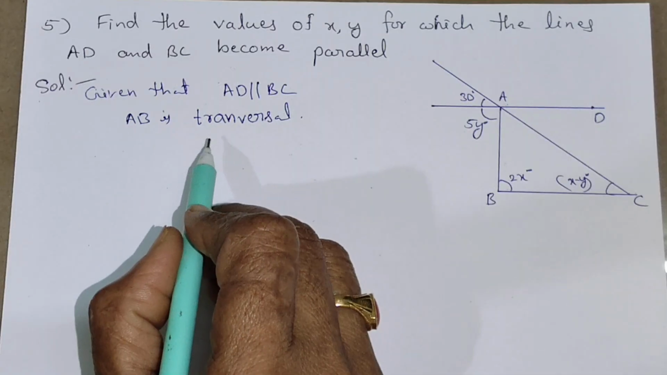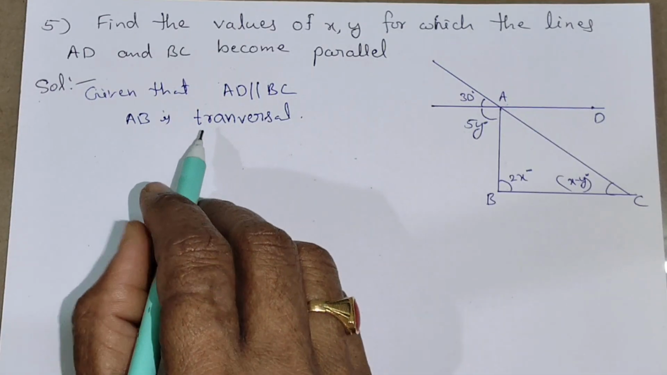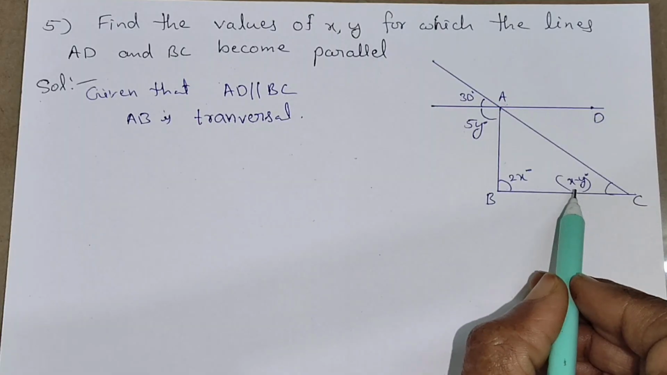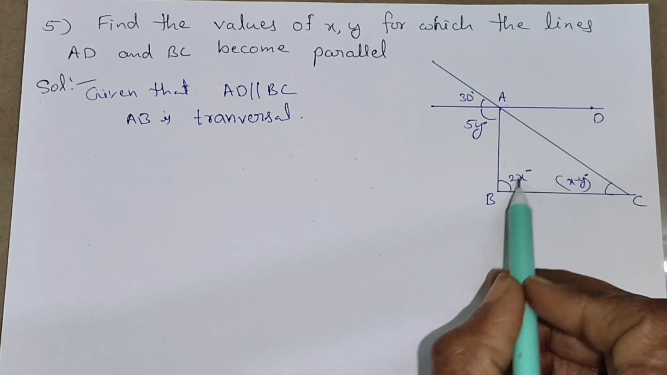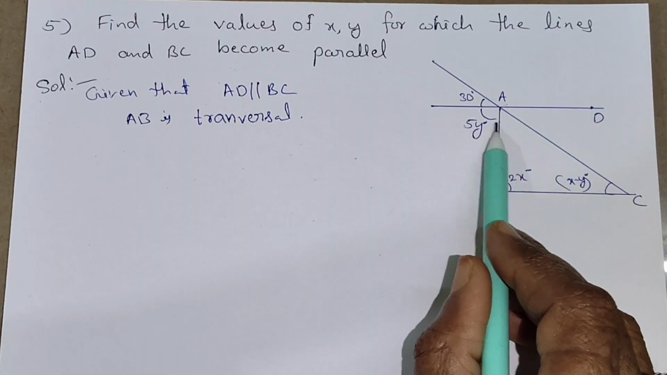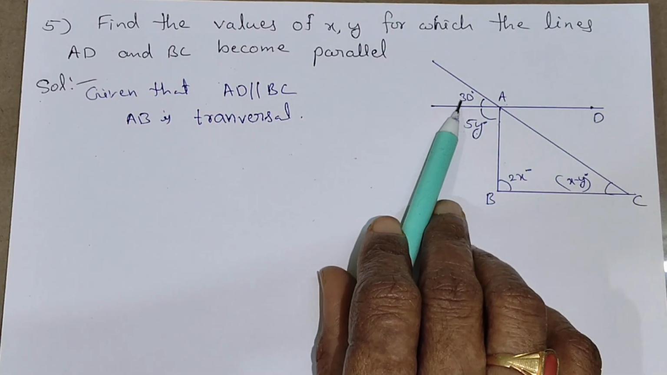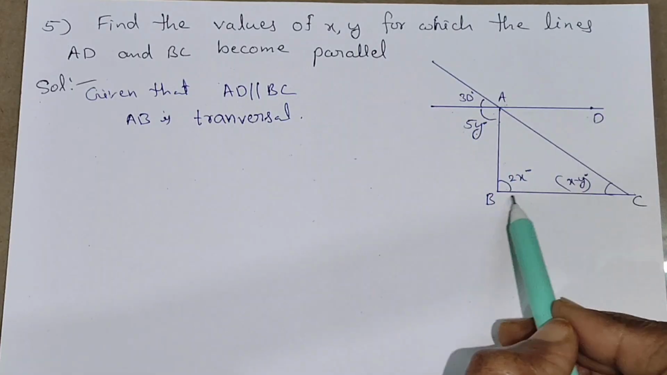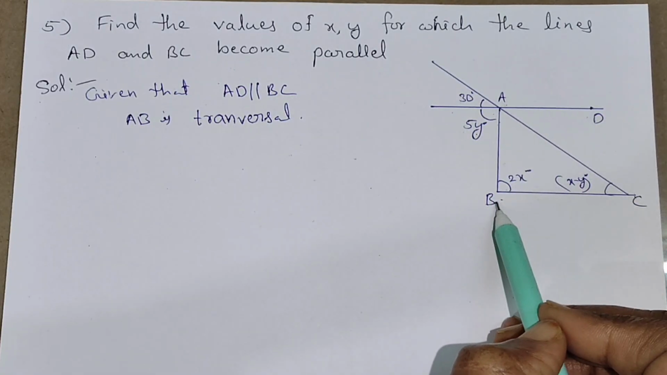So here AD is a transversal. Here x minus y, and here 2x. Two angles are given in this triangle: 5y angle, and here 30 degrees. So here 30 degrees means AD and BC are parallel, and AB is a transversal.